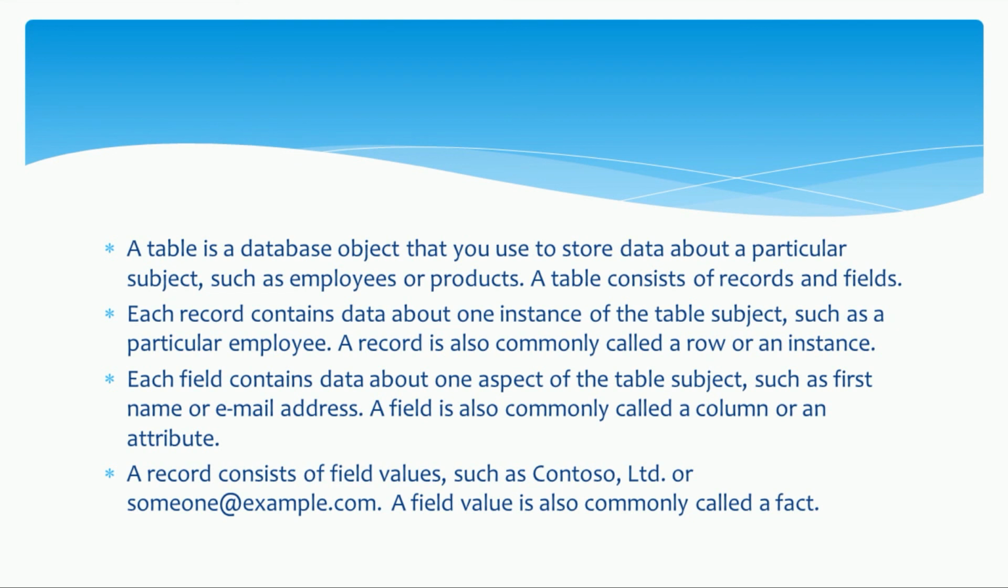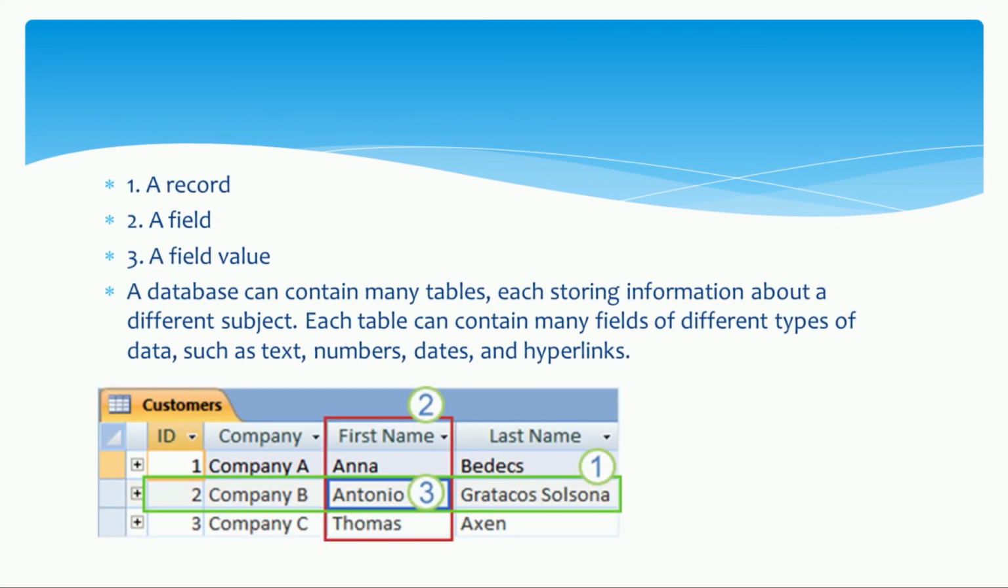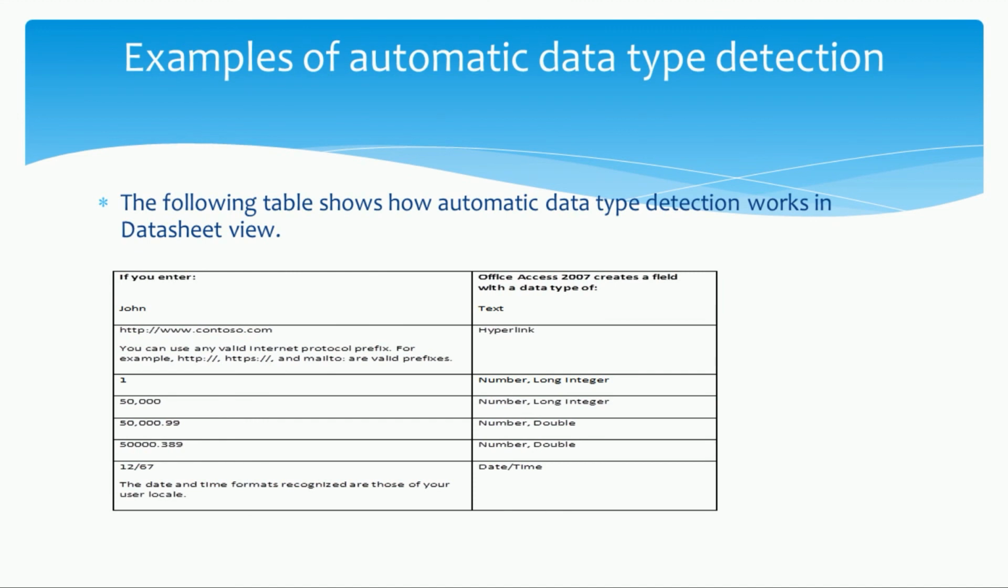A table is a database object that is used to store data about a practical subject such as employees or products. A table consists of records and fields. Each record contains the data about one instance of the table subject, such as a particular employee. A record is also commonly called a row or instance. Record, field, value. I already showed how to do it by student and name and subject and the name of books. And there is also shown automatic data type detection in the datasheet view.